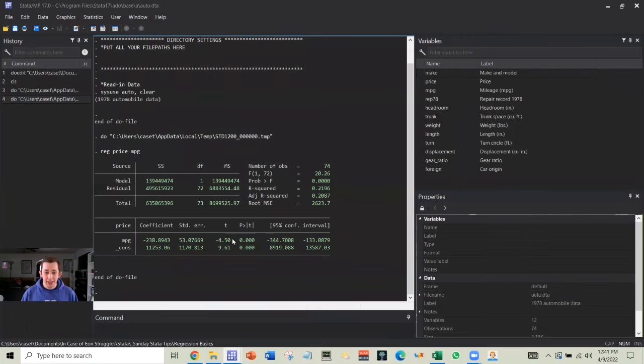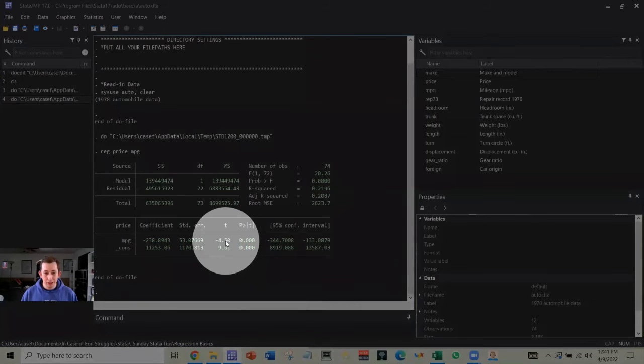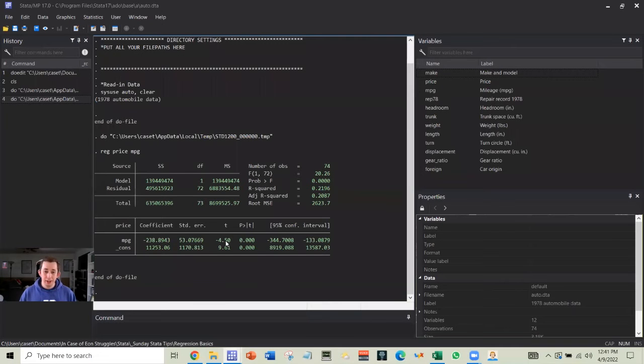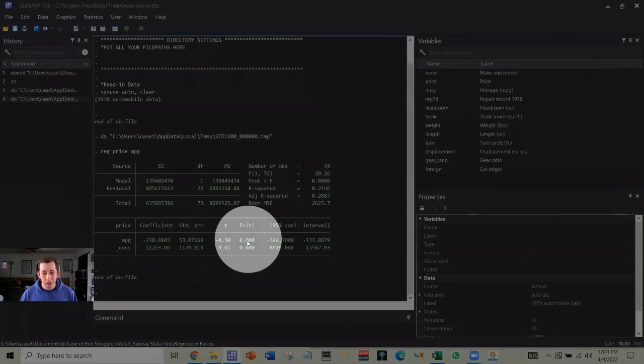Now, notice that the t-value on this coefficient of miles per gallon is greater than 2 in absolute value. And generally that means it's statistically significant. You can also look at the p-value, which we use 0.01 generally, or 0.001 is even more significant.